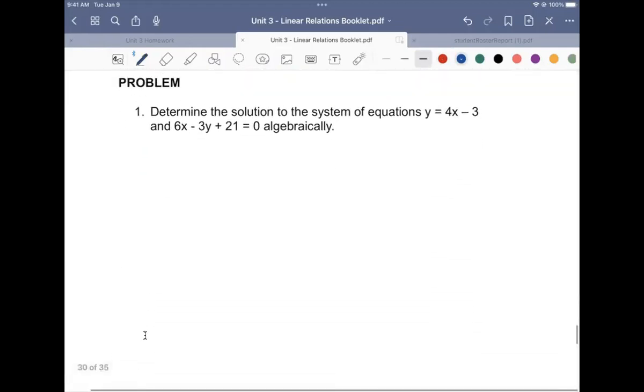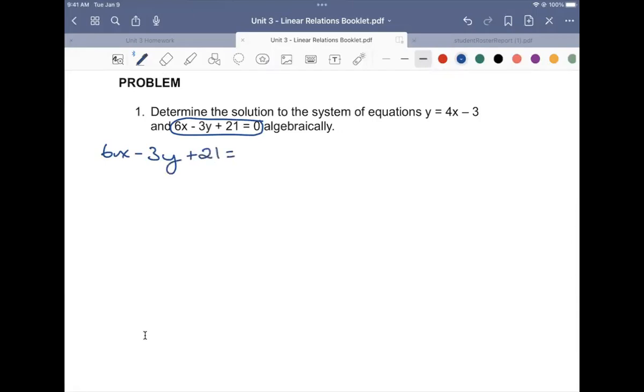Awesome. So now we are going to determine the solution to the system of equations y equals 4x minus 3 and 6x minus 3y plus 21 equals 0 algebraically. This is essentially the same exact thing we just did. I just want to make sure that when we do this, we follow all the steps without necessarily having the chart there for us. So I know that I have this first equation, it is not in y equals ax plus b format. So my first step is going to be to rearrange it into the slope y-intercept form.